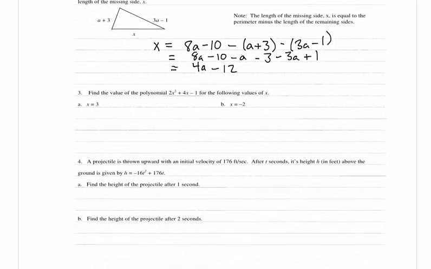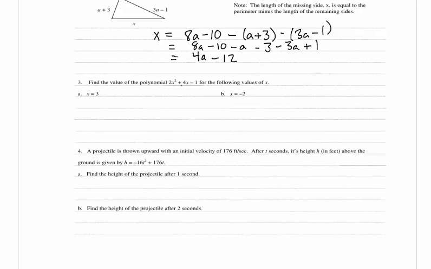In 3, it says find the value of the polynomial 2x squared plus 4x minus 1 for the following values of x. In A, we have x is equal to 3. So we're going to plug in 3 everywhere we have an x in our polynomial. So we have 2 times 3 squared plus 4 times 3 minus 1. And this is equal to 2 times 3 squared, which is 9, plus 4 times 3 is 12 minus 1. And this is equal to 18 plus 12 minus 1. And 18 plus 12 is 30 minus 1 is 29.